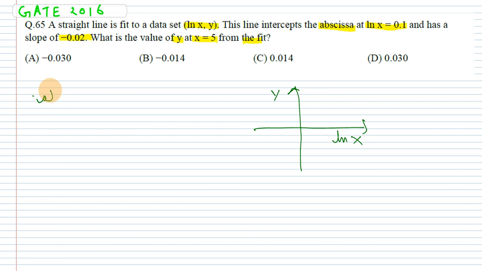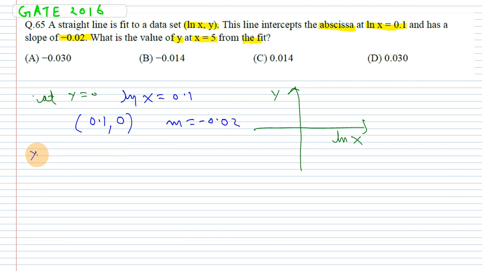So y equals 0, and the ln x is coming to be 0.1, right? So the point is 0.1 and 0. So the line is basically passing through this point, and they have given this slope, minus 0.02. So from here we can find the equation of the line.